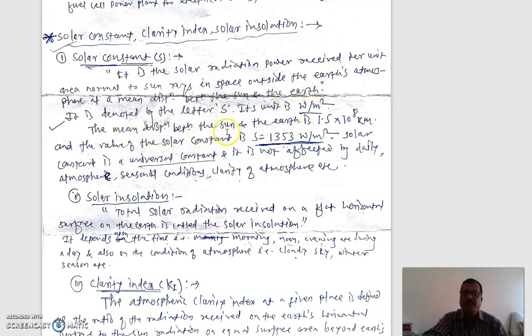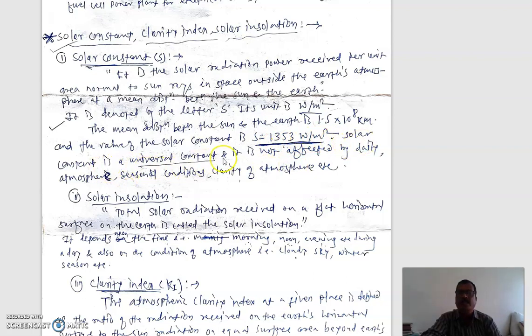The mean distance between the sun and the earth is 1.5 into 10 raised to 8 kilometer. And the value of solar constant Gsc is 1353 watt per meter square.